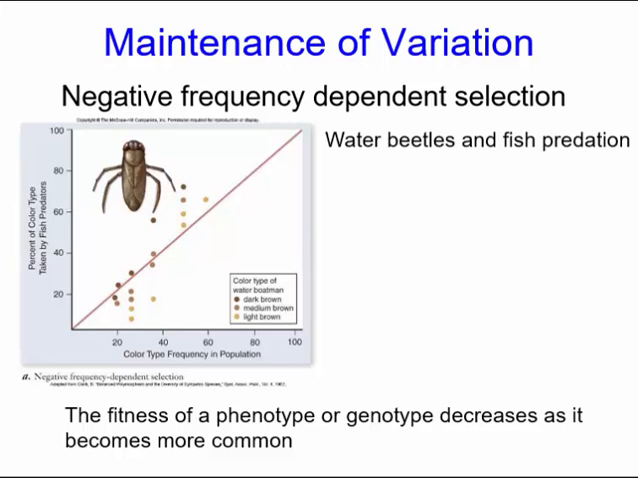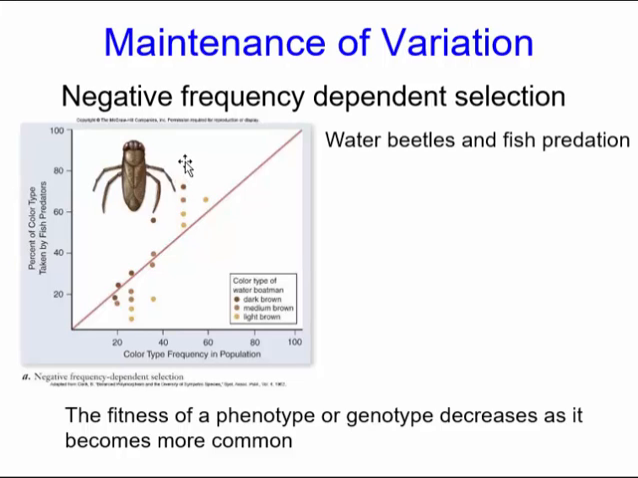The other kind of frequency-dependent selection is negative frequency-dependent selection. This is just the opposite of positive. As a genotype is less common, you see greater fitness. And so the example we have here are these water beetles. And here we have fish preying on these water beetles. We have different colors of water beetles. As a certain color becomes more common, the fish cue in on that.